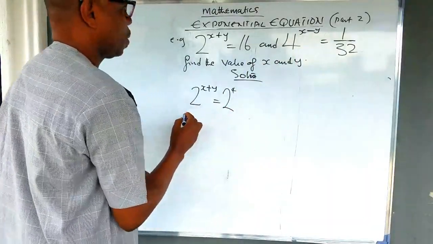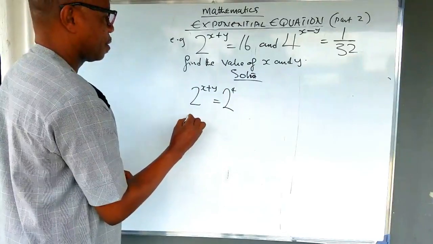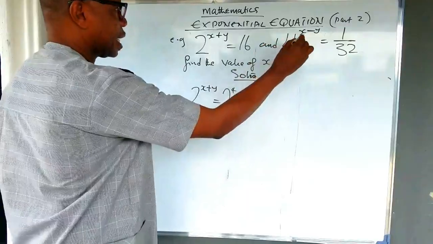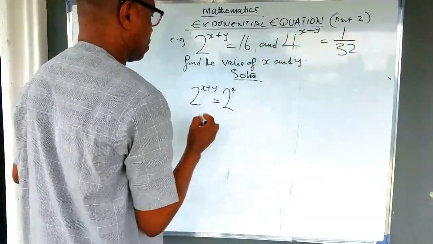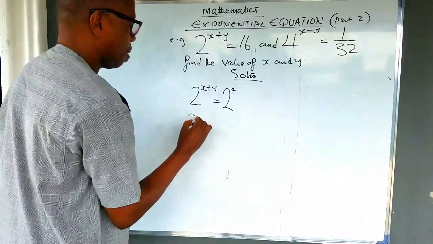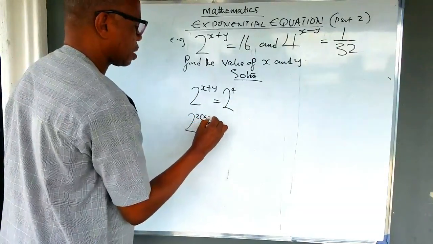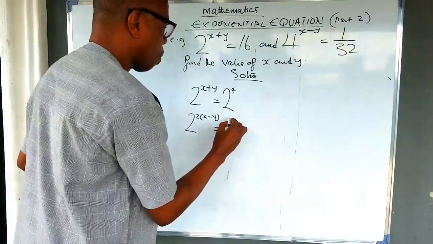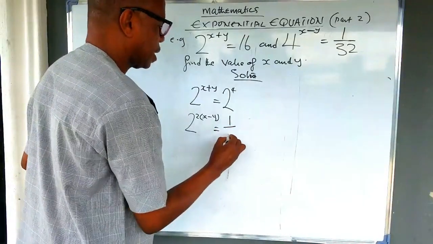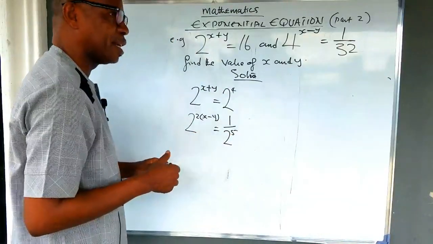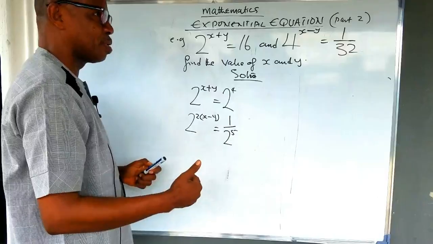And the same thing I am going to do here too, where I have 4 raised to the power x minus y equal to 1 over 32, which is the same thing as 2 raised to the power 2, open bracket, x minus y, is equal to 1 over 2 raised to the power 5. You may be wondering, how do you get a 2 raised to the power 5?